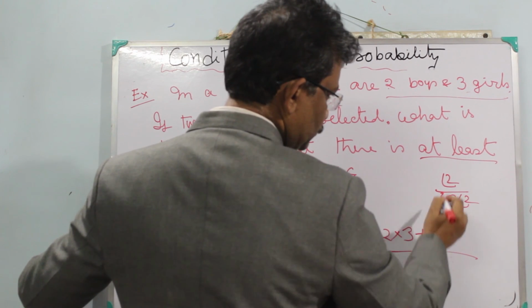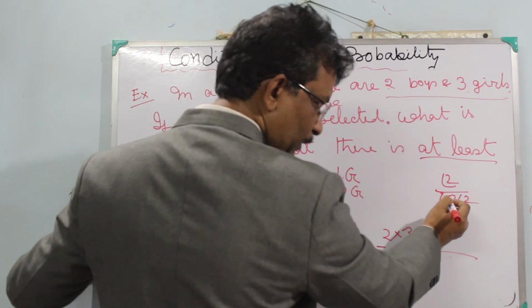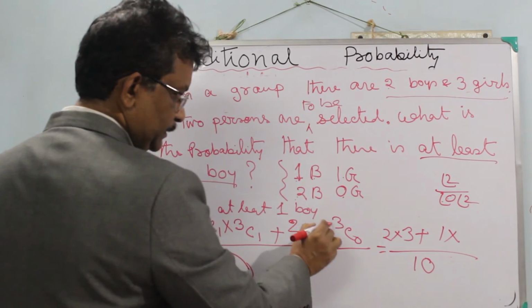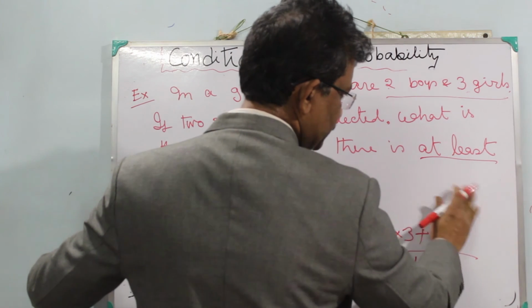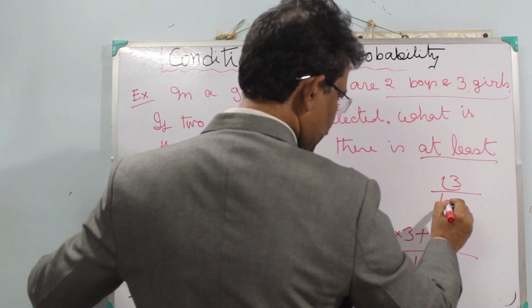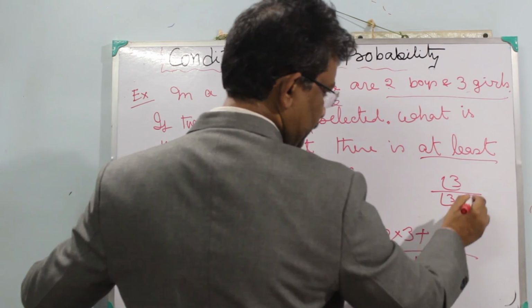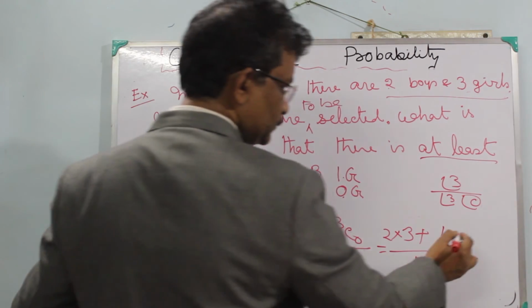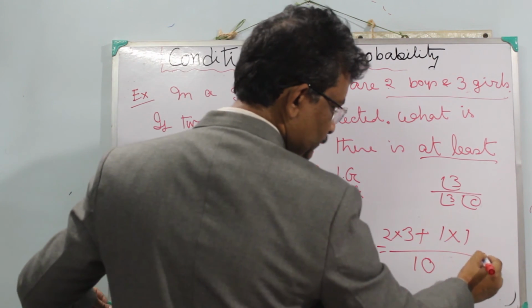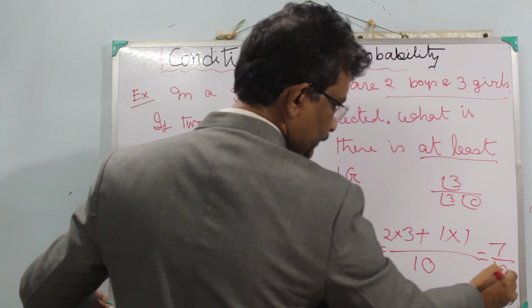2C2 means factorial 2 divided by factorial 0 into factorial 2. Factorial 0 means 1. So this is 1 into 3C0. 3C0 means factorial 3 divided by factorial 3 into factorial 0. Factorial 0 means 1. So this is also 1. So 2 into 3 is 6, plus 1 is 7. So 7 by 10 is the answer.